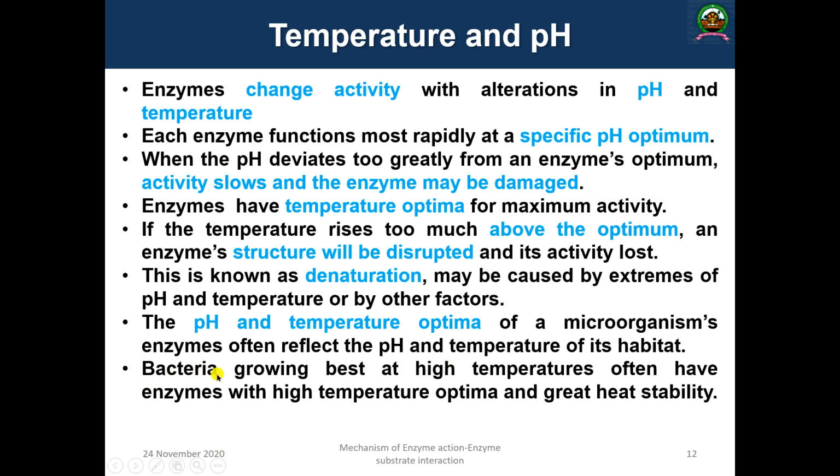Similarly, bacteria growing best at high temperature often have enzymes with a high temperature optimum and greater heat stability. For example, Bacillus stearothermophilus, Bacillus thuringiensis, Clostridium perfringens, all these bacteria have thermostable enzymes. Due to the thermostable enzymes they are able to carry out their activity at high temperature, because their enzymes are stable at that temperature. So this is all about temperature and pH.